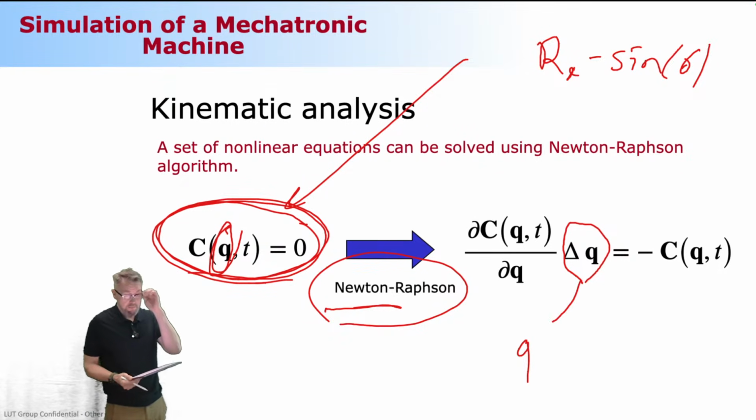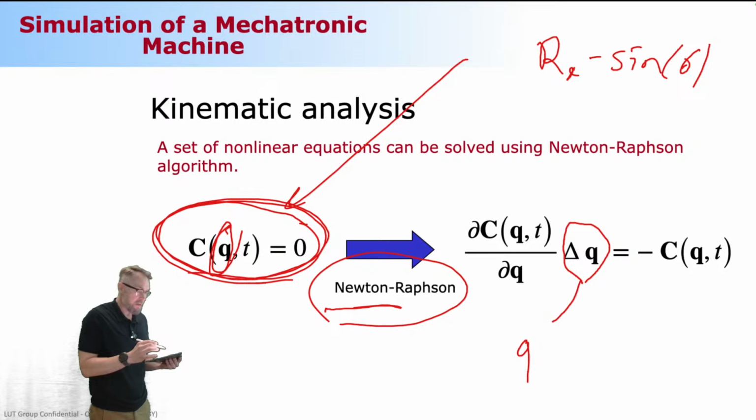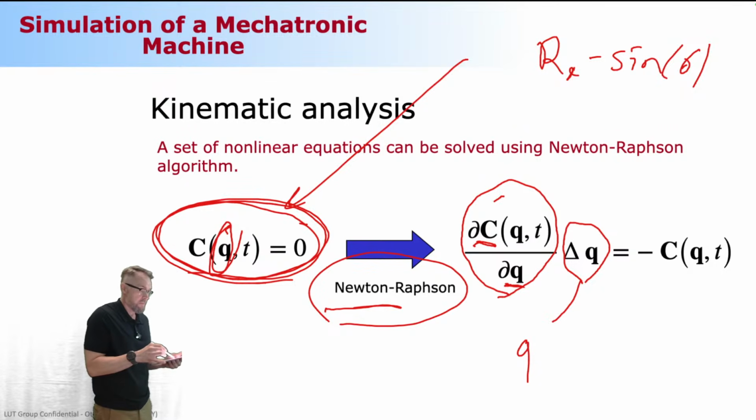But we're going to take a look at the method behind it momentarily. There is this thing that I would like you to take a look at. This is partial C, partial Q. This one is a vector. This one is a vector. This one here, partial C, partial Q, is a matrix. A matrix that is called the Jacobian matrix.